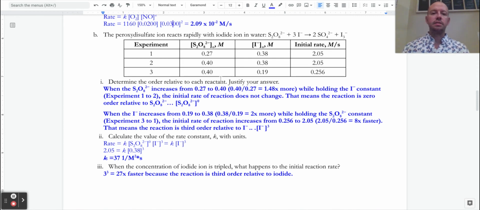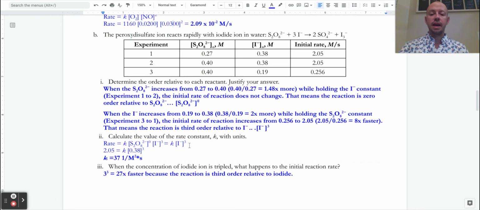Well, iodine here does increase by a fraction that's more familiar or easy. It doubles. The other thing's held constant. And the initial rate goes from 0.2 to 2, or it's 2 divided by that. It is 8 times faster. That means that it's third order. So doubling something makes it go 8 times faster. That's 2 times 2 times 2, 2 to the third power.